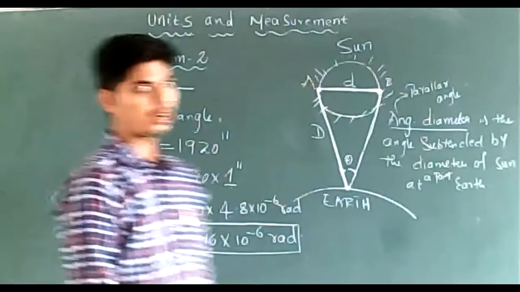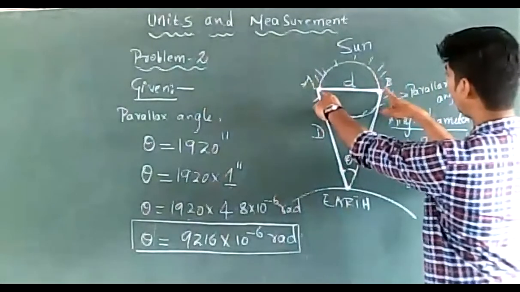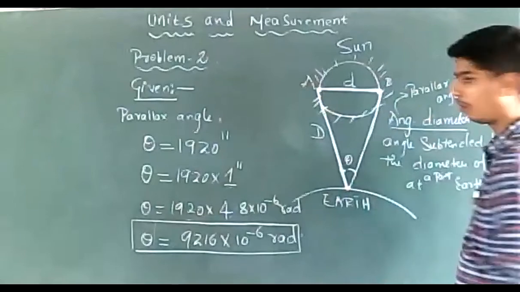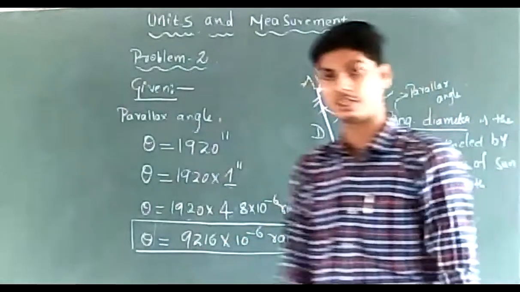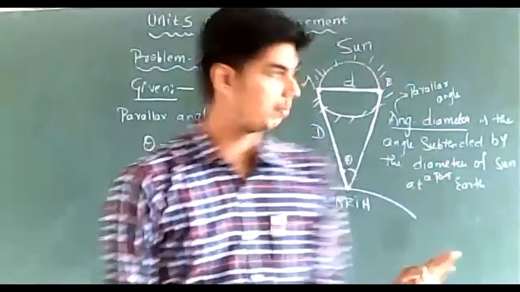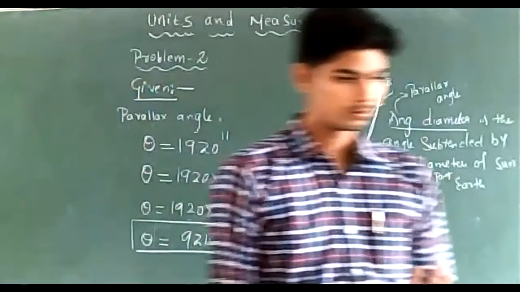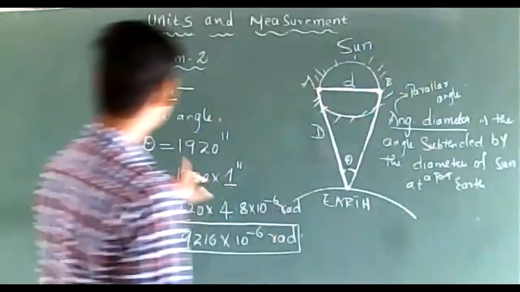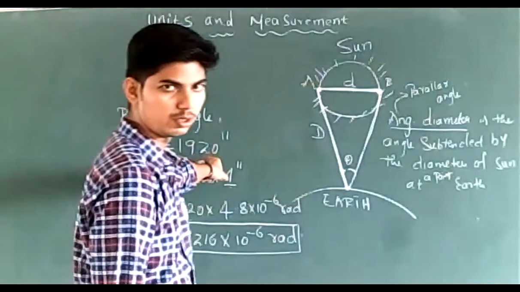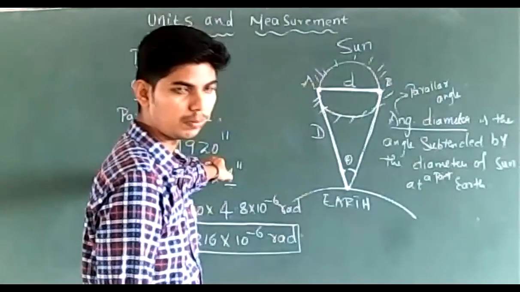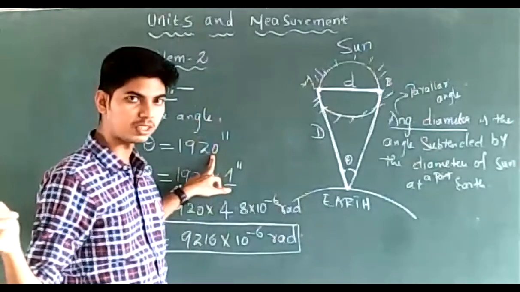This is the parallax angle. The parallax angle subtended by the sun at the point on earth is 9216 into 10 power minus 6 radian. First the angular diameter was given, and we expressed the angular diameter in radian. See, the parallax angle was given as 1920 seconds. 1920 seconds is to be expressed in radian.